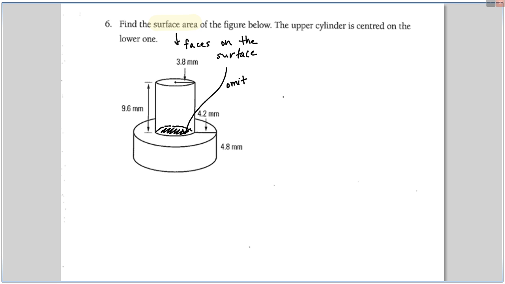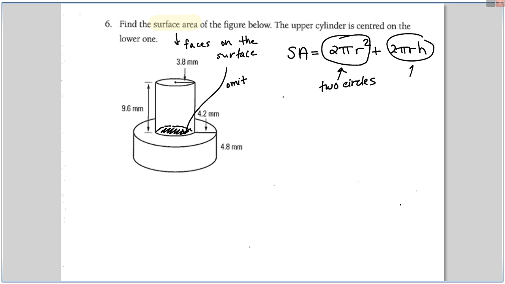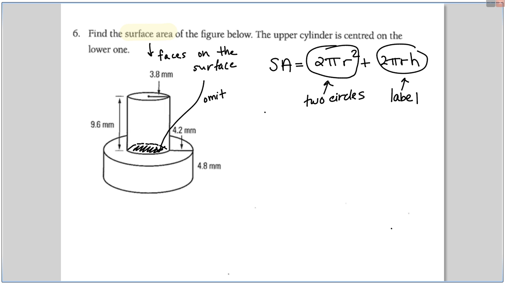That's why you have to know what these symbols represent on your formula sheet. So if everyone has their formula sheet, what you can do is circle this and put 2 circles, and circle this and put the label that goes around the soup can or whatever. Because when you go to do the surface area calculation of the cylinder on top, you would have to change this 2 to a 1. Does anybody know why?